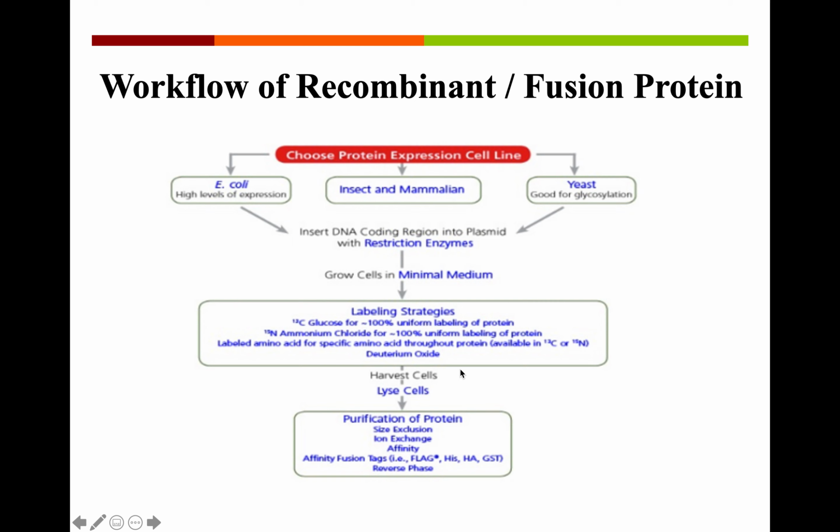You could harvest the cells, and later on you need to lyse the cells to make sure that you could purify your protein. So purification of protein, the last part, is a bit tricky and not always easy. Why? Because it has to be done through chromatography. So you need to choose the best and the correct chromatography for your protein. We have a few chromatography types: size exclusion, ion exchange, affinity, and also reverse phase.